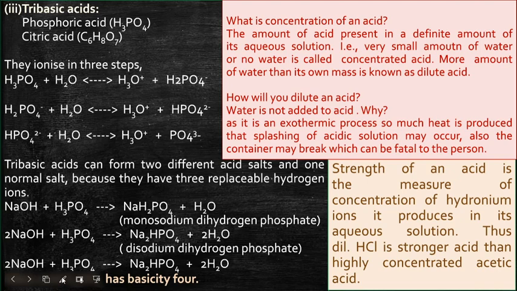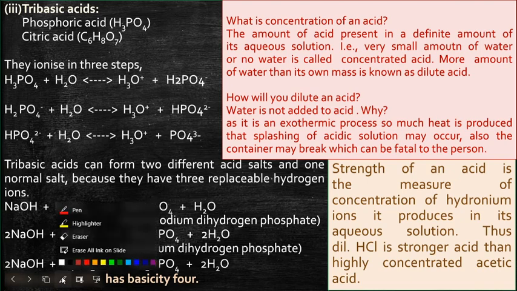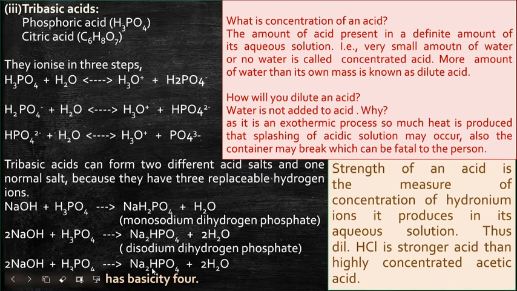So the formula for the third is Na3PO4. Okay, the formula is Na3PO4. There is no H. Then some acids like silicic acid have a basicity of 4. Okay, so that's all about tribasic acids.